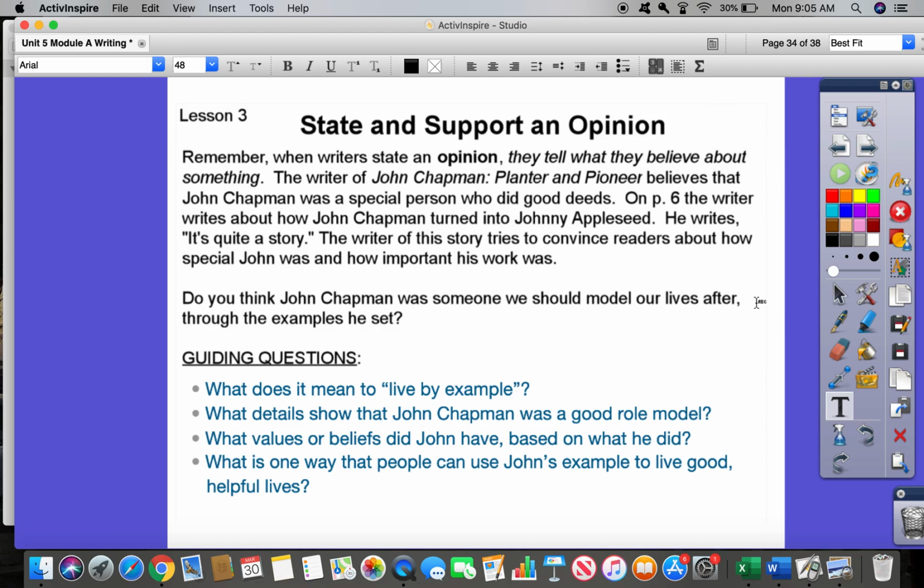Do you think John Chapman was someone we should model our lives after through the examples he set? Here are some guiding questions to help us answer that. What does it mean to live by example? What details show that John Chapman was a good role model? What values or beliefs did John have based on what he did? And what is one way that people can use John's example to live good, helpful lives?